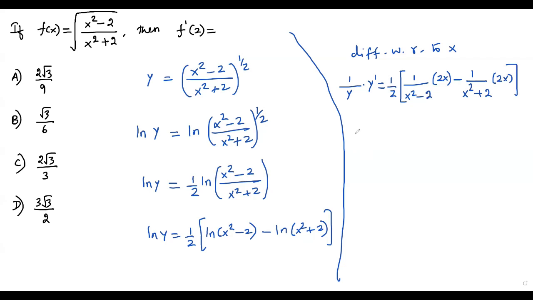Okay, let me continue. Then we get 1 over y times y prime. So when I multiply this 1 over y and y prime, I have to multiply the numerator 1 and y prime. Then I'm getting y prime over y equals 1 over 2 times. Now we can multiply this 1 and 2x, and I'm getting 2x over x square negative 2. So 1 times 2x is 2x over x square positive 2. Okay, let me continue on the next page.